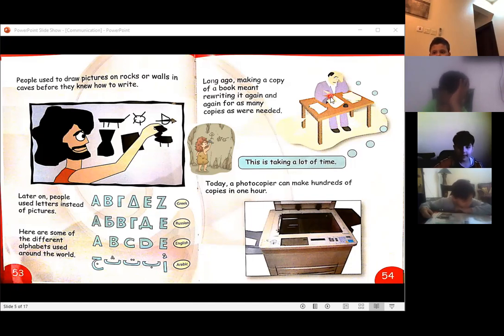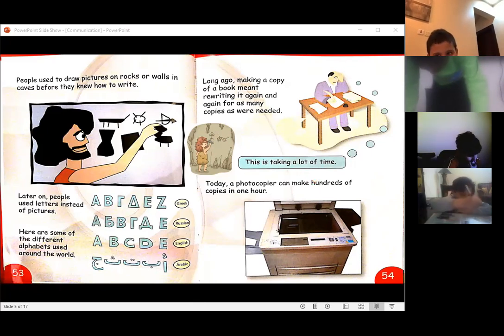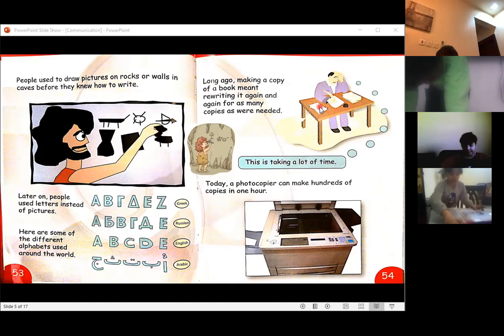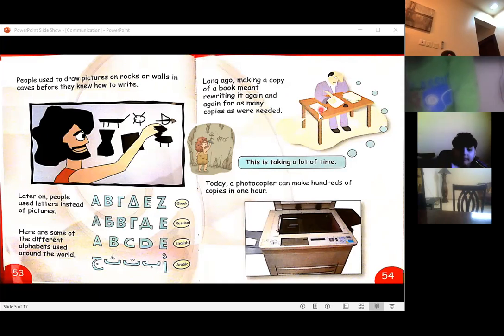Long ago, making a copy of a book meant rewriting it again and again for as many copies as were needed. So before, a long time ago, people used to make copies by hand. They did not have machines at that time. Printers and Xerox machines, as you see in this picture, were not invented. So they wrote again and again. When they were making a book, there was no printer. They were just writing by hand, and that took plenty of time. It was the hardest part at that time.